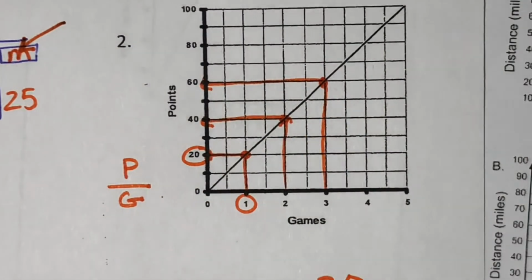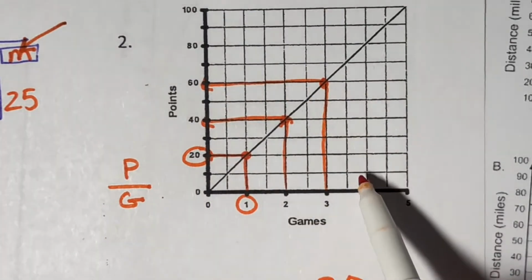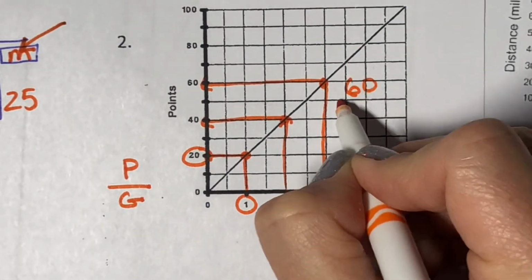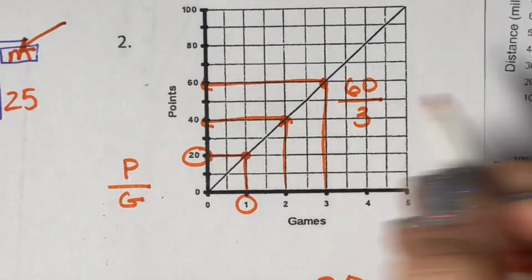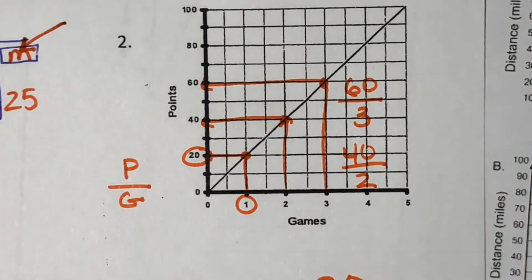Do all of these check for you? Meaning when I divide all of these y values by all of the corresponding x values, do I get 20? Is 60 divided by 3 20? Yes. Is 40 divided by 2 20? Yes. That's how you know you've gotten the right amount.